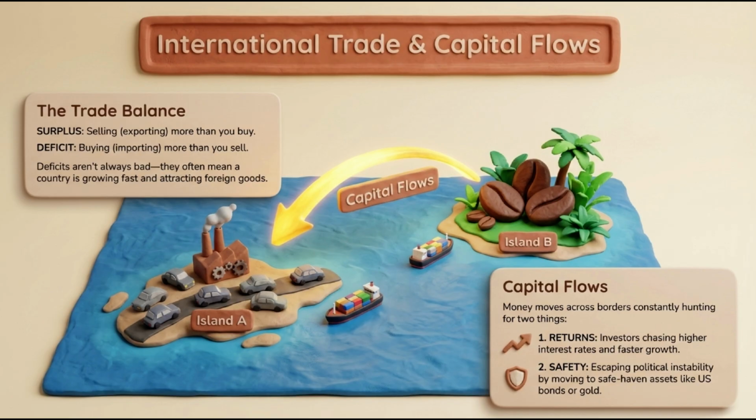International trade is measured by the trade balance. A surplus means a country is selling, exporting more than it buys, while a deficit means it is buying, importing more than it sells. Interestingly, deficits aren't always bad. They often mean a country is growing fast and attracting foreign goods. Alongside goods, money itself moves across borders in capital flows. Investors constantly hunt for returns, higher interest rates and growth, and safety, moving to safe haven assets like U.S. bonds or gold to escape political instability.